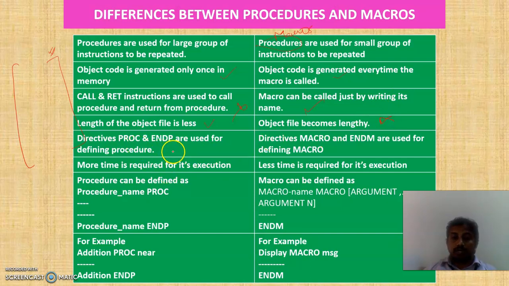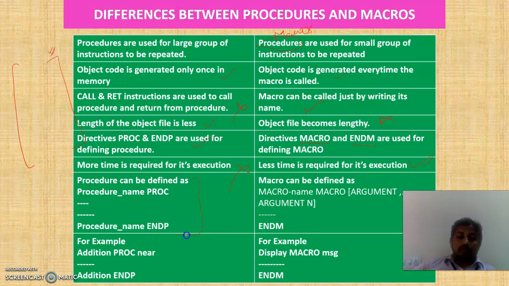The directives PROC and ENDP are used for defining the procedure, for the starting of the procedure and the end of the procedure. Similarly, MACRO and ENDM are used for the starting of a macro and the ending of a macro. Here, more time is required for execution in a procedure. This is a disadvantage, and less time is required for a macro, which is the advantage. This is the general definition: procedure name PROC and end of the procedure name ENDP. Macro name MACRO and ENDM.